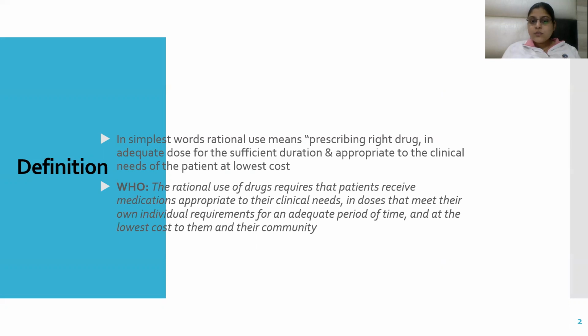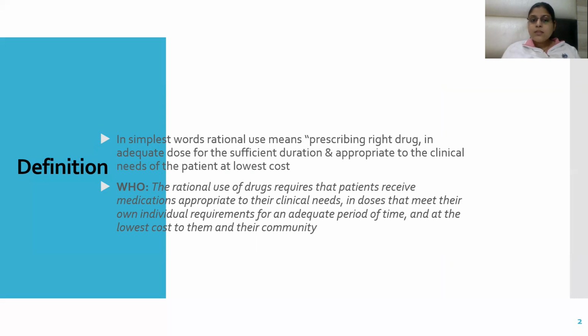According to WHO, the rational use of drugs requires that patients receive medications appropriate to the clinical needs. Means if the person is suffering from hypertension, the drug should reduce the blood pressure, the systolic and diastolic blood pressure. In the same way, if the patient is suffering from type 2 diabetes mellitus, the fasting plasma glucose levels should be lowered and postprandial plasma glucose levels should be lowered.